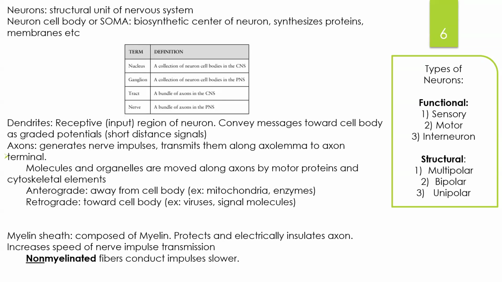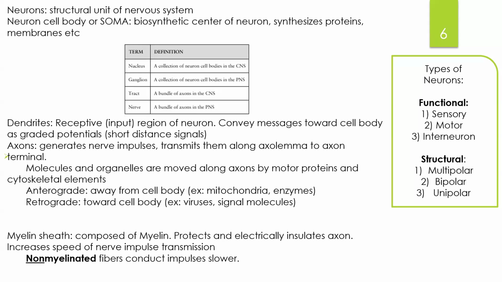Okay, so getting into the anatomy of the neurons. Neurons, again, are the structural unit of the nervous system. We have our neuron cell body, or again, we call it the soma. This is the biosynthetic center of the neuron. It synthesizes the proteins, membranes, etc. This is one of the more important things to know.